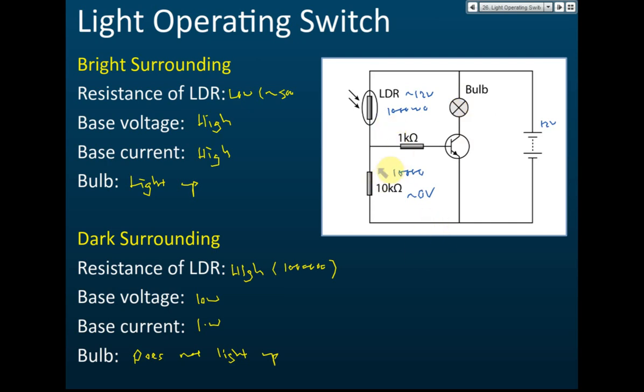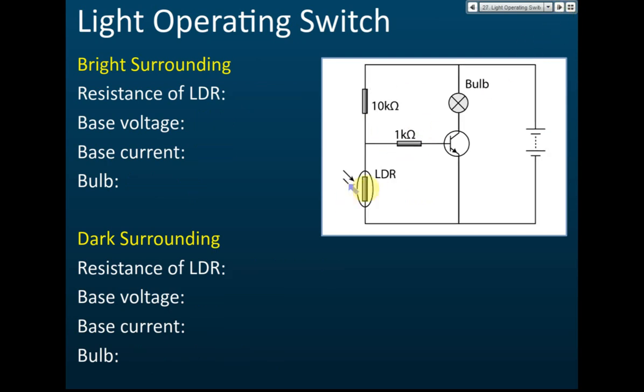Okay, we reverse these two resistors. What will happen? Now the LDR is below, and this resistance is here. So tell me, at bright surrounding, the resistance of the LDR is high or low? Bright surrounding, low, right? Just a few hundred ohm. So the base voltage will also be low, then the base current is also low, then the bulb does not light up.